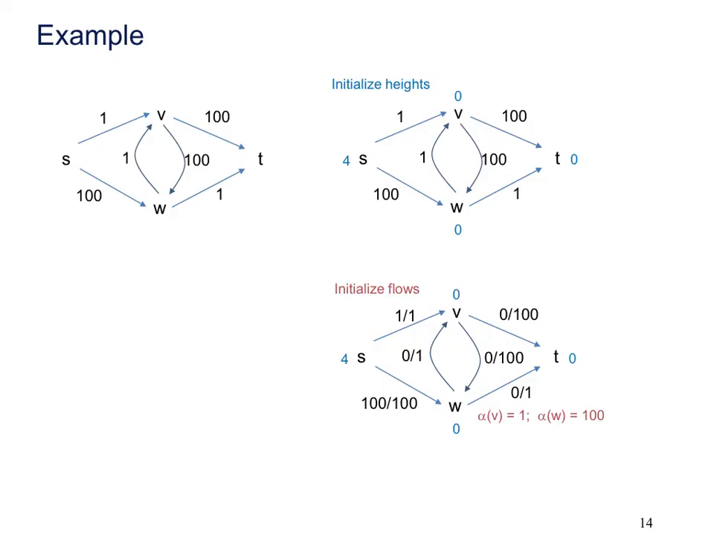After we've done that, we initialize the flows that come out of the source. So we saturate this edge with a flow of 1, so it's at full capacity, and we saturate this edge with a flow of 100, so it's at full capacity. So now, what does that mean? That means that the excess at V is going to be 1, and the excess at W is going to be equal to 100.